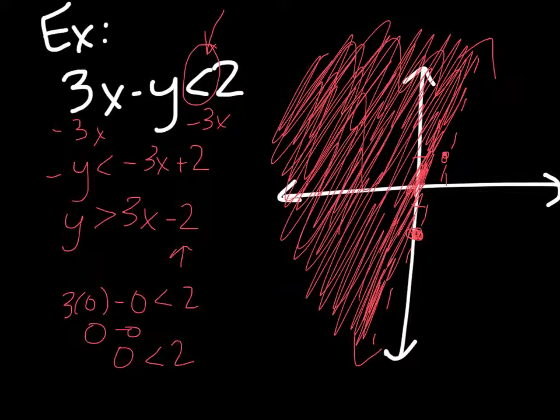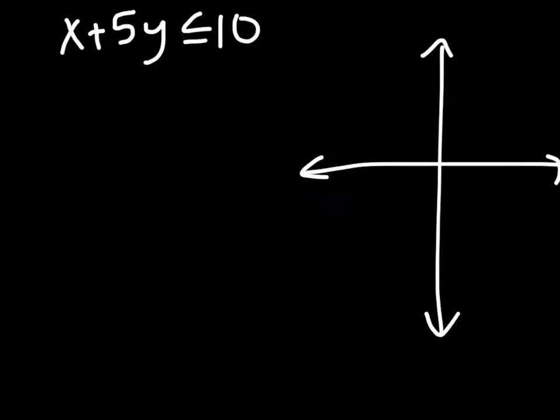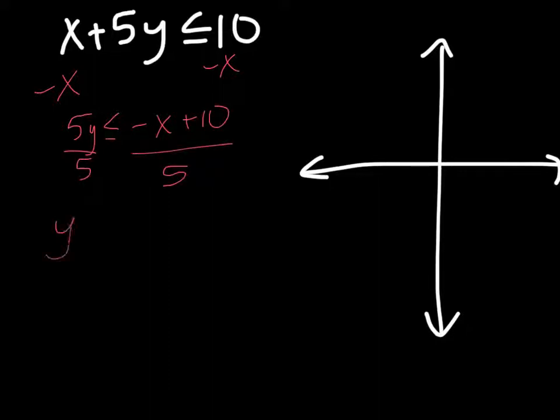Let's do one more example. x plus 5y is less than or equal to 10. So again, slope-intercept form: minus x, 5y is less than or equal to negative x plus 10, divide by 5, divide by 5. y is less than or equal to negative 1/5 x plus 2. Now I'm going to graph it. I'm going to go up to 2, and then it has a slope of negative 1/5. So I'm going to go up 1, and to the left, 2, 3, 4, 5, and there's my next point.